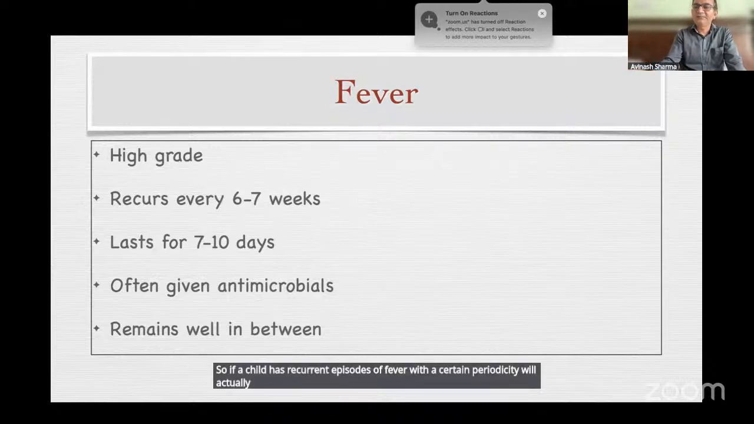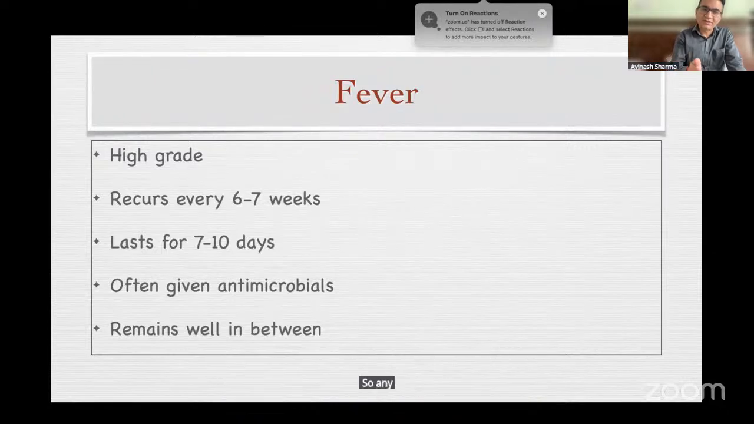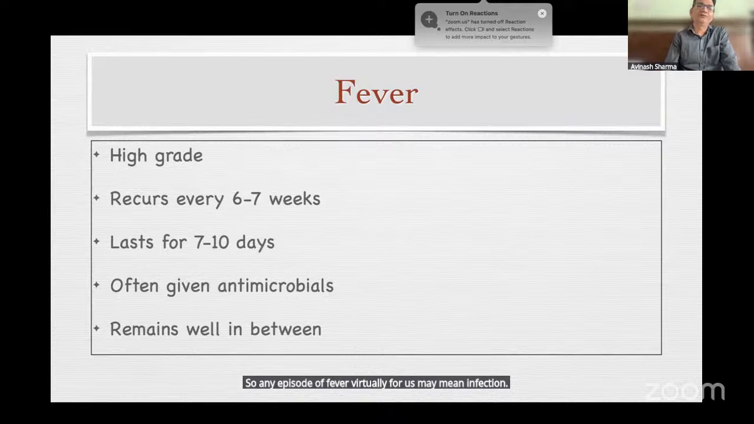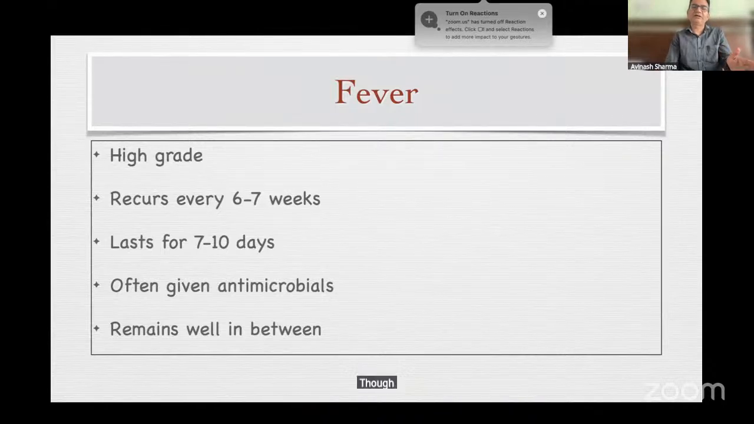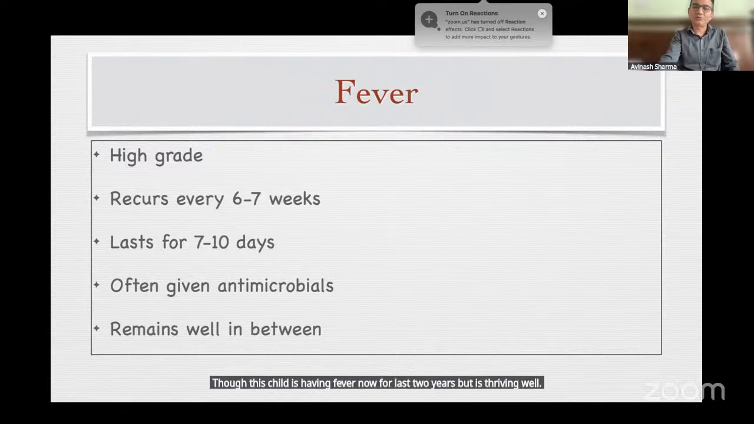So a child who has recurrent episodes of fever with a certain periodicity will actually be given antimicrobials wherever they go. So any episode of fever virtually for us may mean infection. So in every episode of fever, he was being given antimicrobials. Interestingly, he used to remain well in between. Though this child is having fever now for the last 2 years, he is thriving well and is absolutely fine in between, except those periods of fever that he has every 1.5 to 2 months.